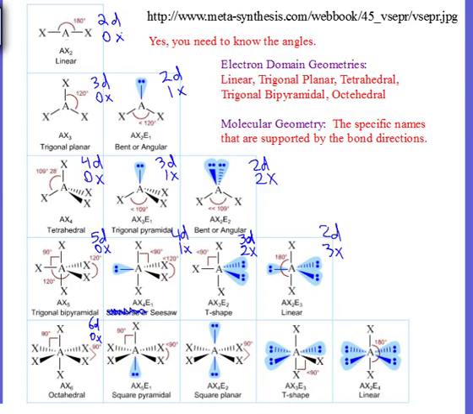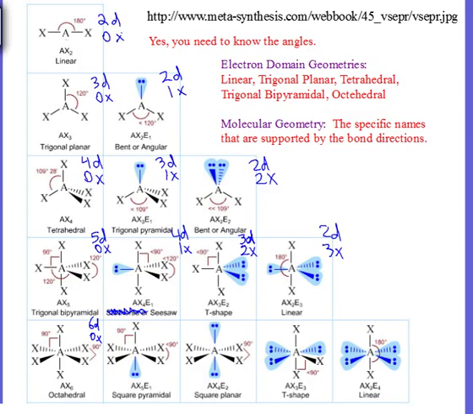So here they are. Here are the 15 we've already learned. The standard ones: linear, trigonal planar, bent, tetrahedral, trigonal pyramid, bent again, trigonal bipyramidal, seesaw, T-shaped, linear, octahedral, square pyramidal, square planar, T-shaped, and linear. And you guys are getting really good at these.